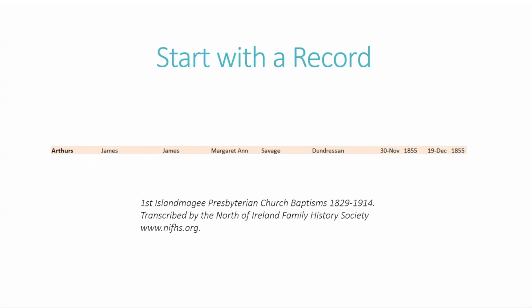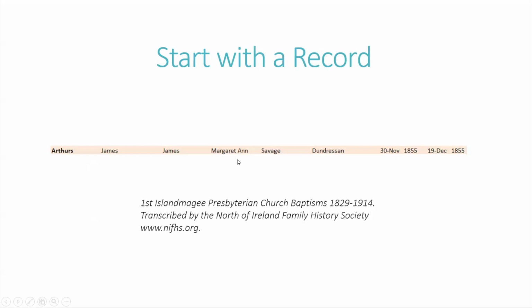And so I'm starting with this record, which is from, as you can see, First Islandmagee Presbyterian Church baptisms. And it is a record set that we in the society have transcribed. And we've got baptisms. You can see this is a particular baptism going back to 1855, so it's prior to civil registration in Ireland. And you've got James Arthurs, and his father is also James Arthur. So I'm just calling him James Arthur Sr. for the purposes of differentiating them.